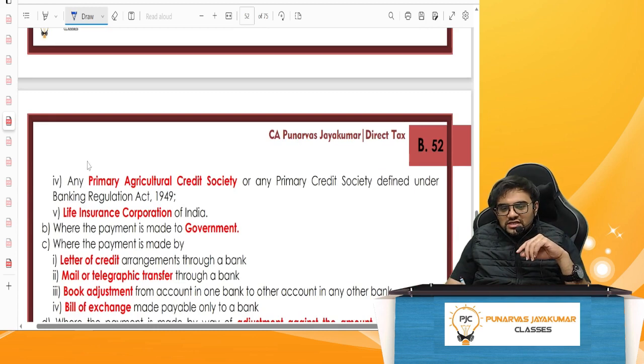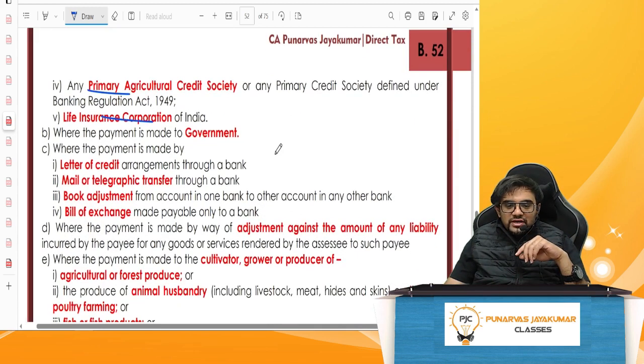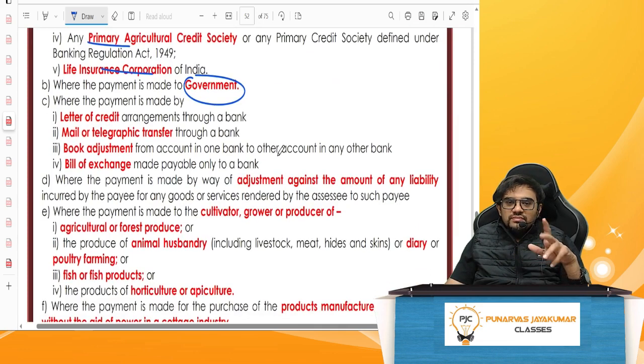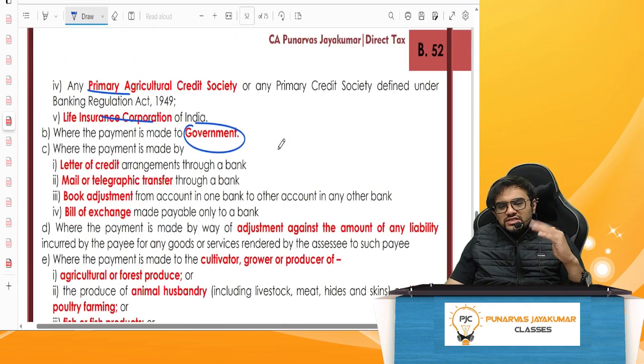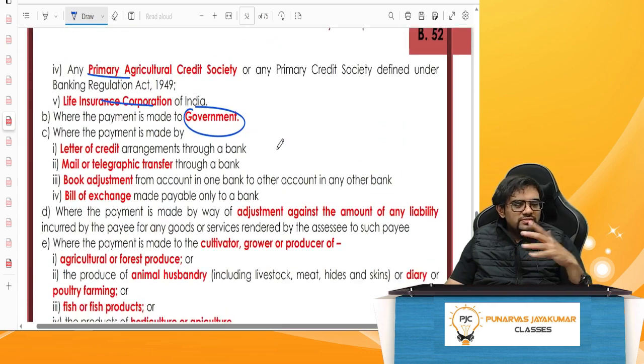Then any agricultural society, LIC, all these things, where payment is made to the government, no problem. You can pay any amount. Then you have LC, then book adjustment, bill of exchange, all these things. You can go ahead with that. All this, in our regular batch, will go more in depth. This you just go through.